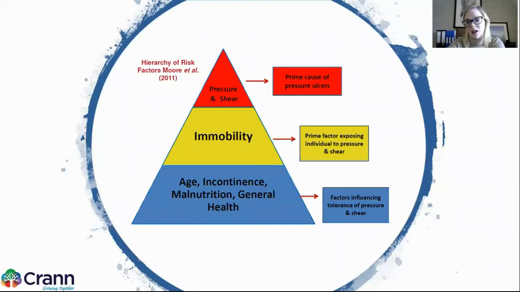This graph really is just reiterating what's been said already. It's called the hierarchy of risk, by Moore et al., and a group of people put this together. While it's just reiterating what's been said, you can see that the prime cause of a pressure ulcer is pressure and shear, and under that is immobility. If you have a combination of all of those, that puts you at greater risk. And if you add in the bottom layer, with your age, incontinence, malnutrition, and your general health, if that's poor, it just increases your risk again.